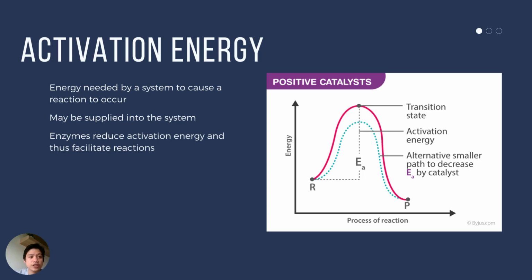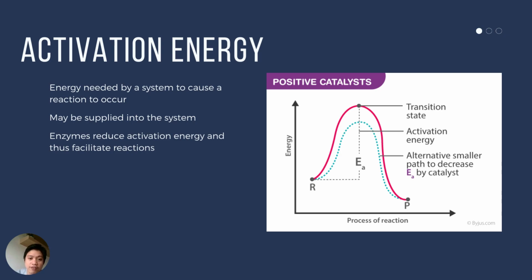Next, you have activation energy. So activation energy is the energy needed by a system to cause a reaction to occur. It may be supplied or added into the system. And what's important for us in biochemistry is that we have enzymes, which are biologic catalysts that reduce activation energy and thus facilitate reactions. Okay, so let's take a quick look at the image here on the right.